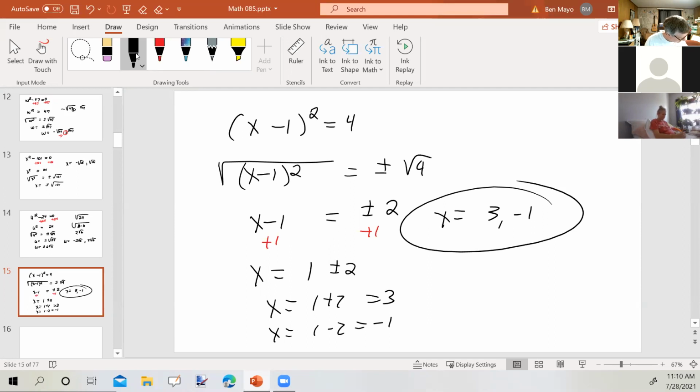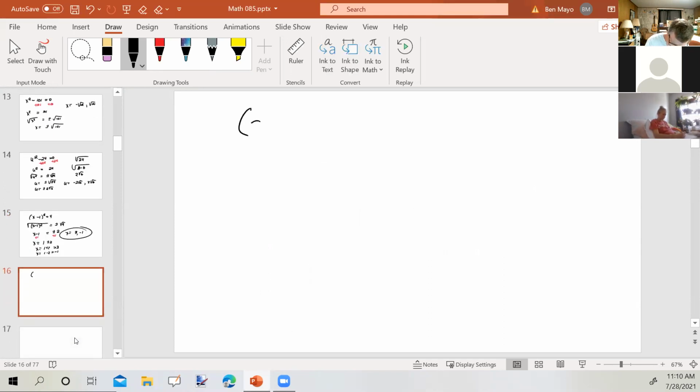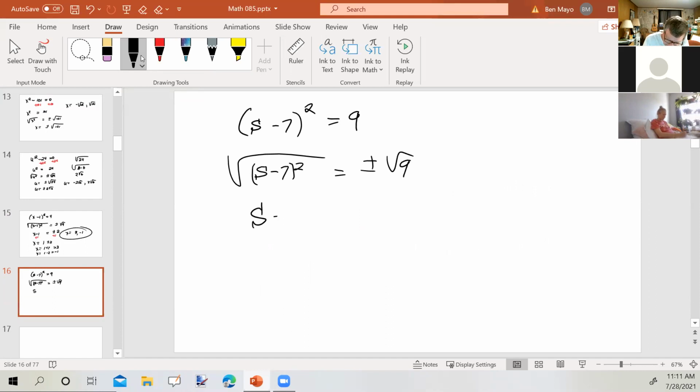All right, let's take a look at another one. We have s minus 7, the quantity squared, equals 9. This is already in that form where we have a perfect square containing a variable equal to 9. So we'll take the square root of both sides of the equation. Don't forget the plus or minus. So we get s minus 7 equals plus or minus 3, the square root of 9 being 3. Then we'll add 7 to both sides of the equation.